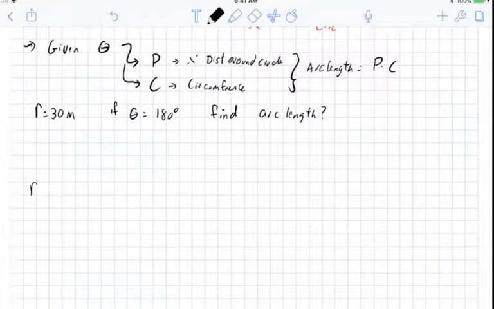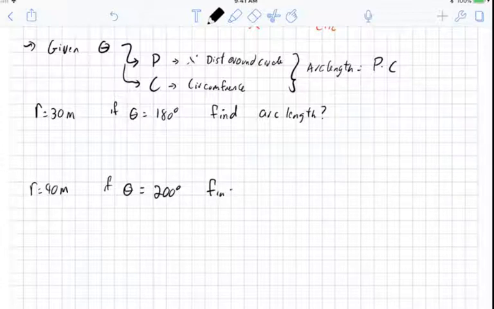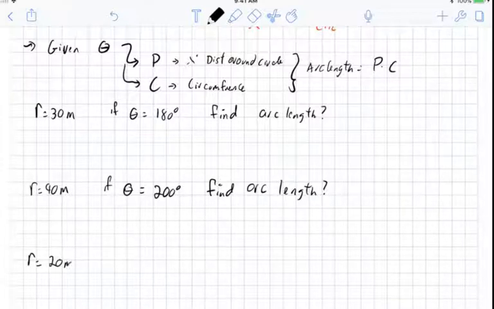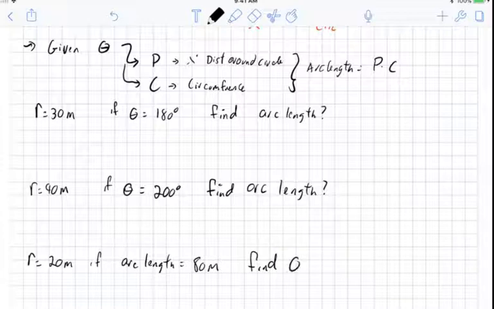R is equal to 40 meters. If theta is equal to 200 degrees, find arc length. And R is equal to 20 meters. If arc length is equal to 80 meters, find theta. Try these questions now.